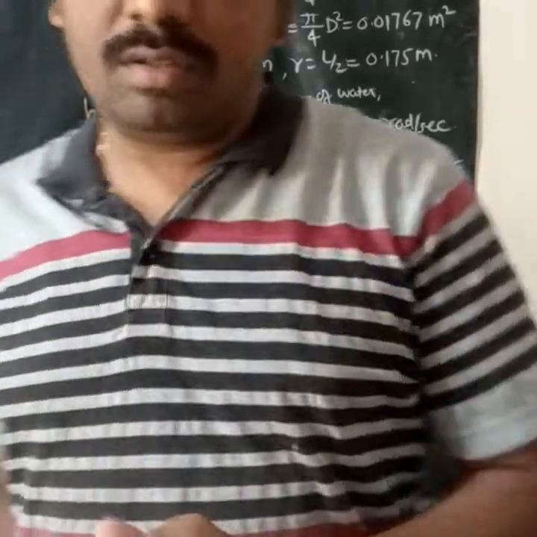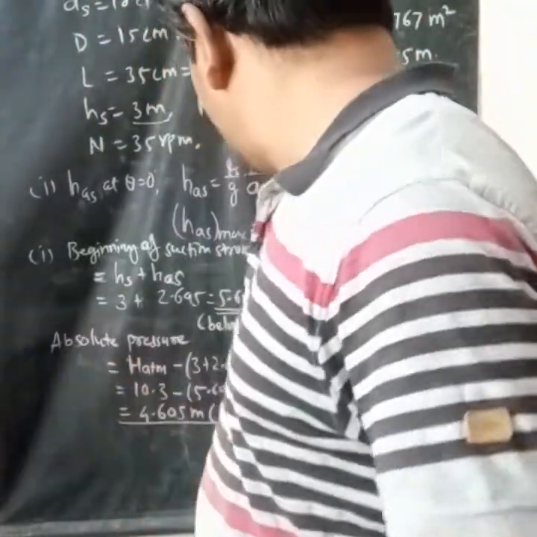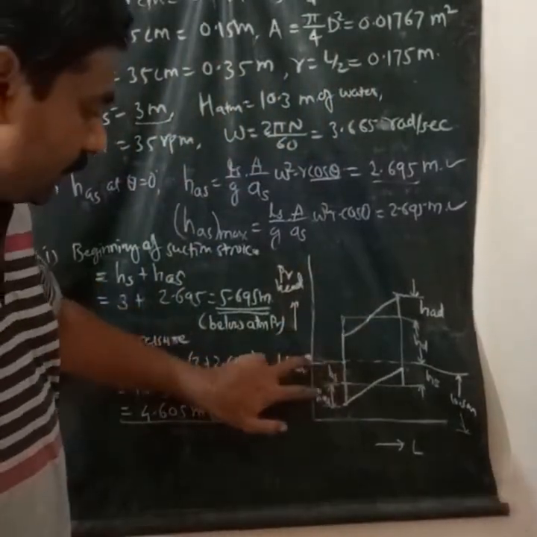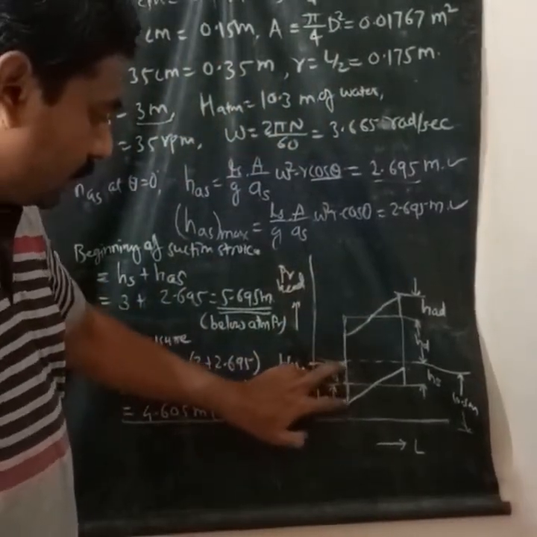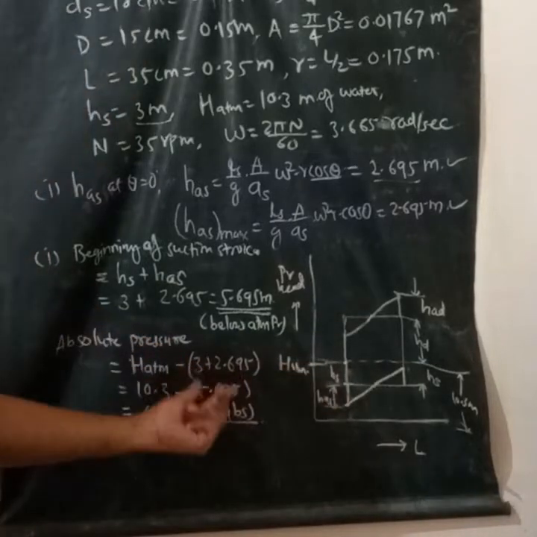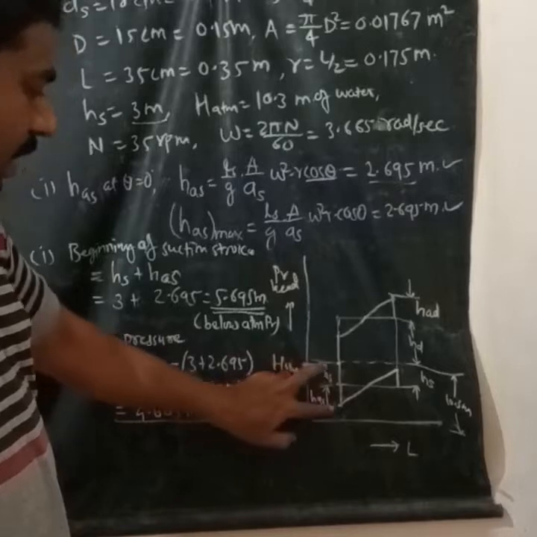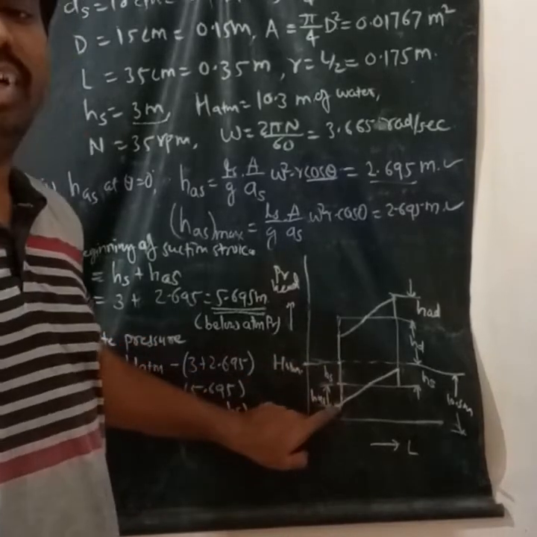Are you getting this? This is representing the absolute value. In this particular diagram, this is atmospheric pressure, this is HS, this is HAS. So HS plus HAS gives the value of the pressure, and the atmospheric pressure minus this gives the absolute value of it.